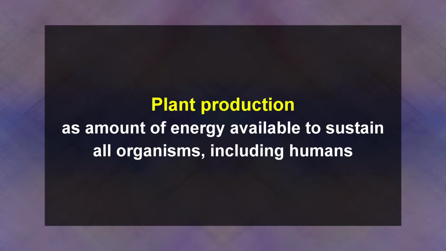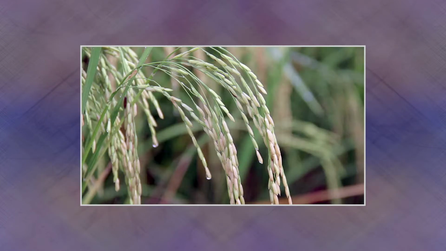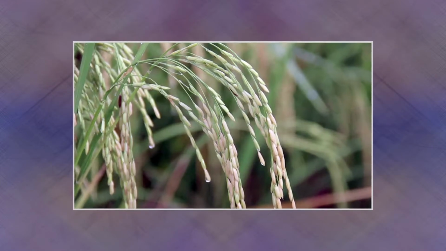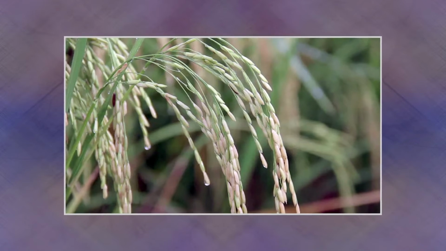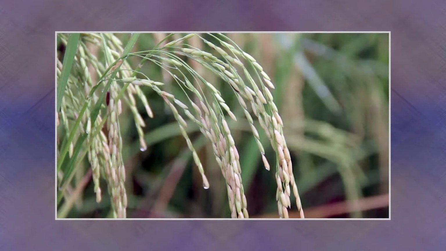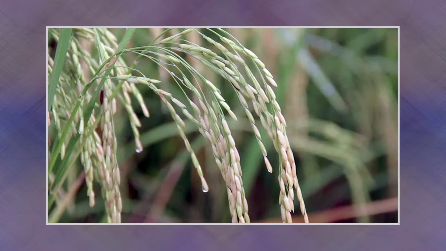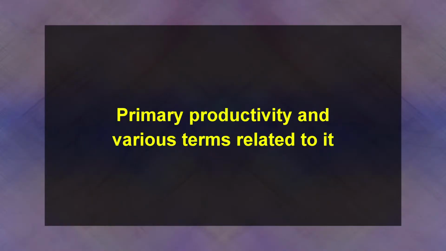Plant production is defined as the amount of energy available to sustain all organisms, including humans. We depend on plant production directly for food and fiber, and indirectly because of the critical role of vegetation in all ecosystem processes. Now, let's discuss primary productivity and various terms related to it.